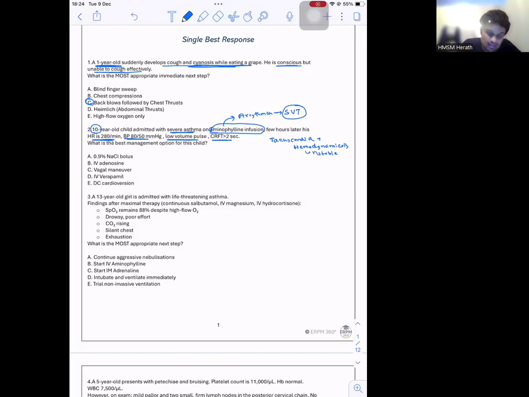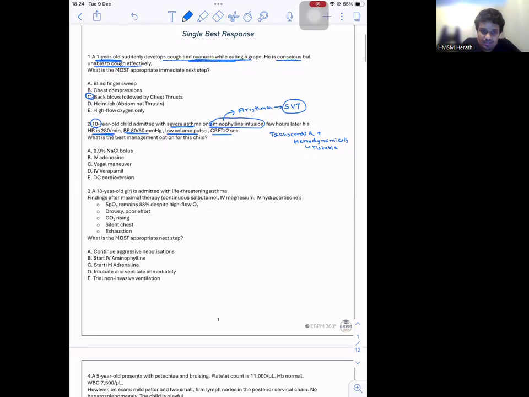So, what is the management? In a child with SVT who is hemodynamically unstable, we should always go for immediate cardioversion. Immediate DC cardioversion is the answer. If the child is hemodynamically stable, we can consider vagal maneuvers and also IV adenosine. But here, since the child is a severe asthmatic, we can't give adenosine, it's a contraindication. If the child was hemodynamically stable, we could have considered vagal maneuvers in this instance.